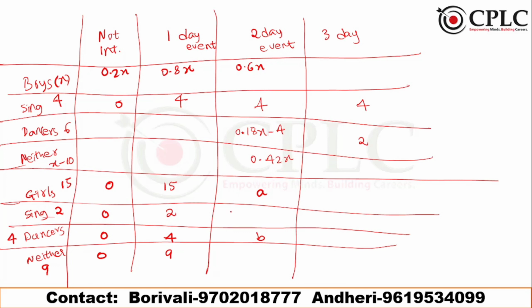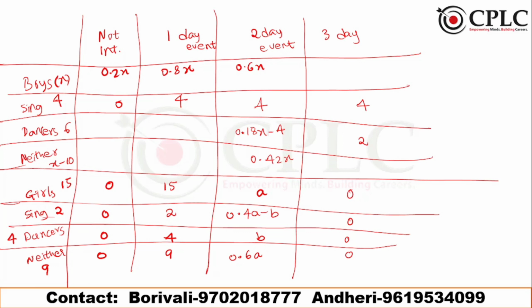Then this becomes girls, that is 2-day event, that is singers, that is 0.4a minus b. And lastly, 2-day event neither girls, 0.6a, because total girls were a, so obviously 0.6a. Same goes for the other parts, this all will be 0 each. Statement number 3 and 4 will give you these many other pointers basically.